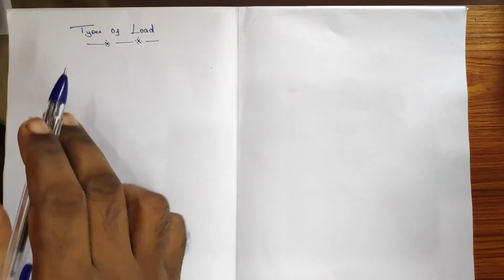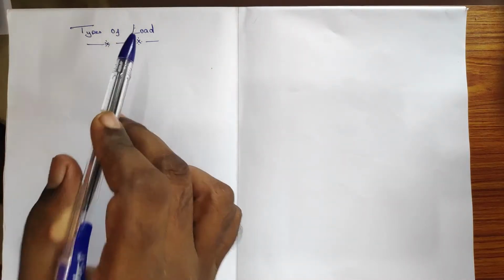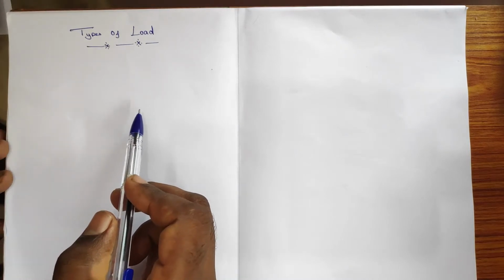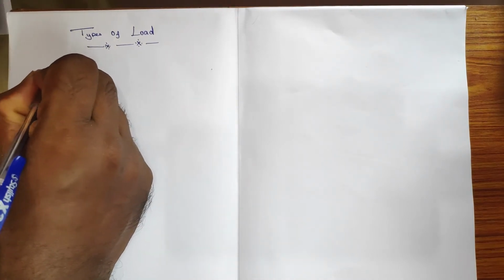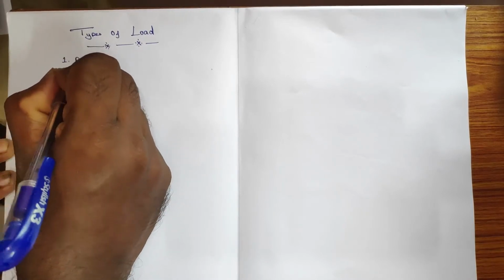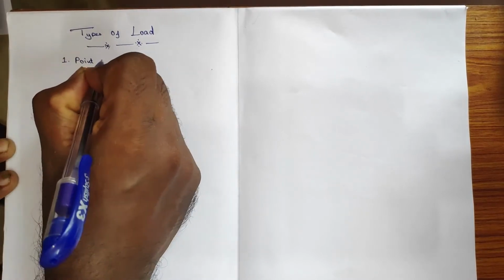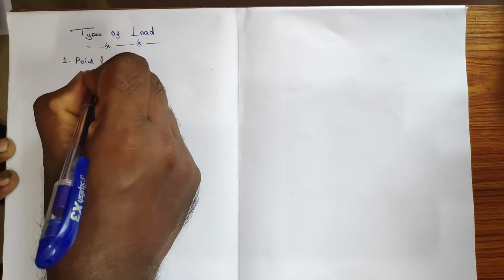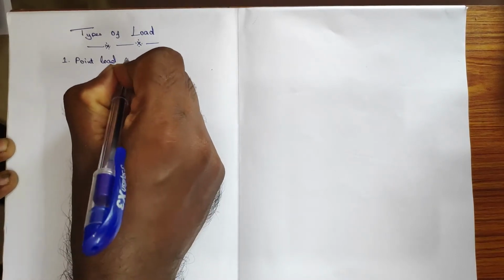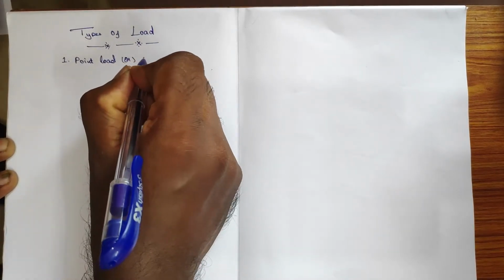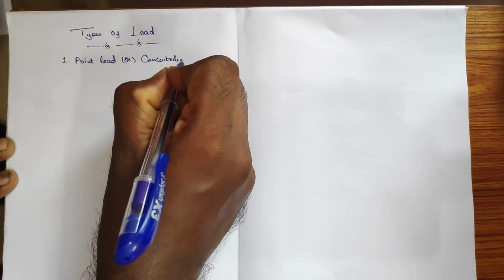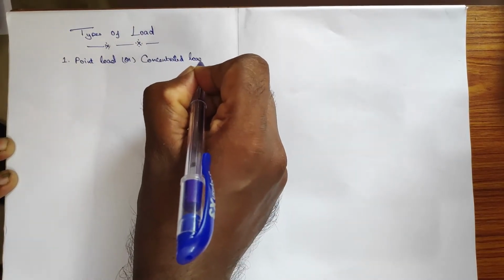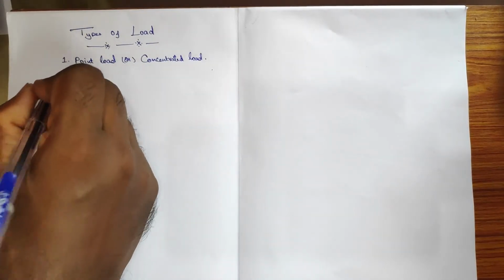Welcome students. The next topic is types of load. Here we have three kinds of load, namely. The first one is point load, or concentrated load. Another name for point load is concentrated load.